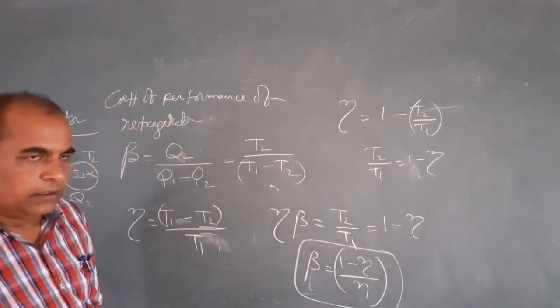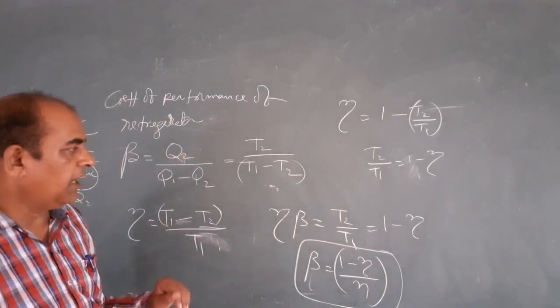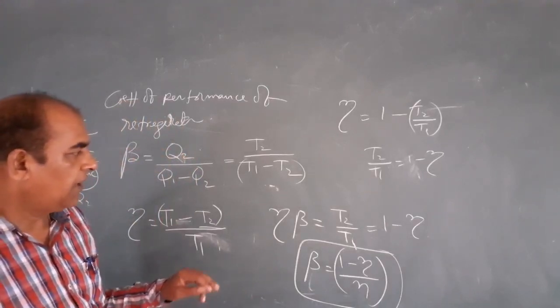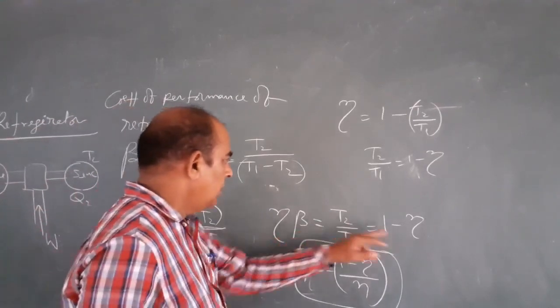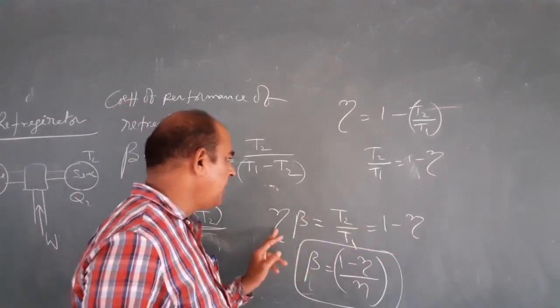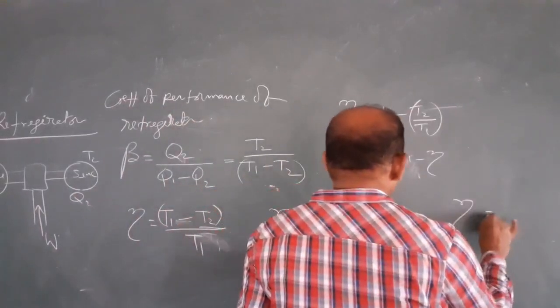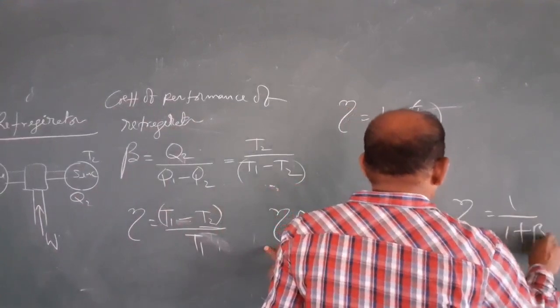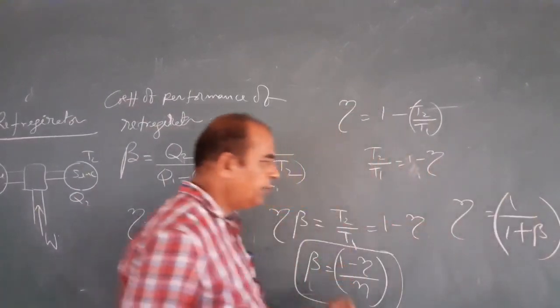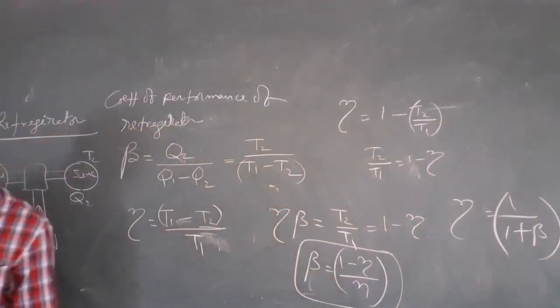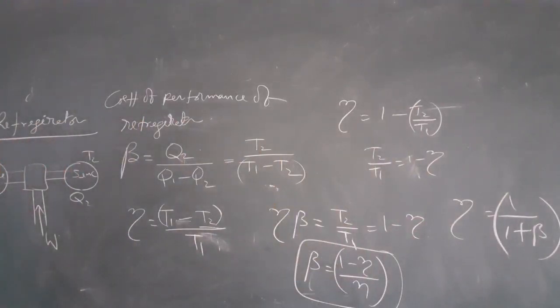Or eta is equal to, if you want, bring this to this side and take eta common. Eta is equal to 1 by 1 plus beta. So these are the relations between eta and beta. Okay.